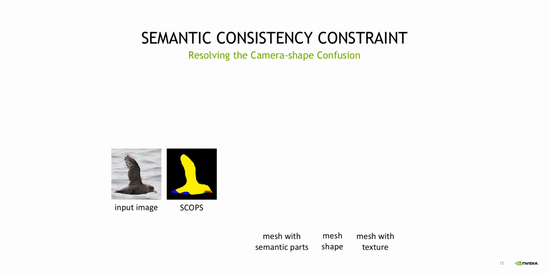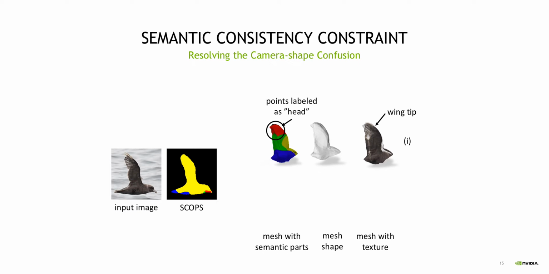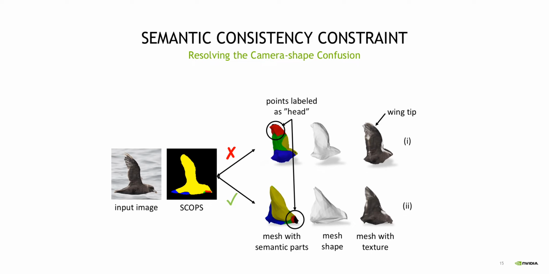The effectiveness of semantic consistency can be further explained in this example. Once we have a flying bird, it's very likely that the network outputs a shape and a texture that are highly consistent with our silhouette and RGB values in the 2D space. However, the semantic maps are totally wrong, as the head is warped to the tip of the wings, so we call it camera-shape confusion. If we warp the canonical map to the reconstructed shape and enforce it to be consistent with the SCOPS map in the 2D space, then this confusion can be easily avoided, and we will have a more meaningful reconstruction result.